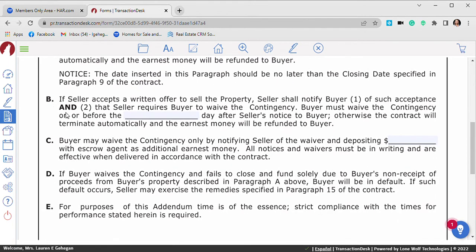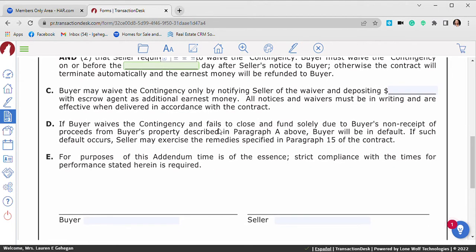B, if the seller accepts a written offer to sell the property, the seller shall notify buyer of such acceptance and that the seller requires buyer to waive the contingency. So they must waive the contingency on or before a specific day after the seller's notice to the buyer. Otherwise, the contract will automatically be terminated and the earnest money will be refunded to the buyer.